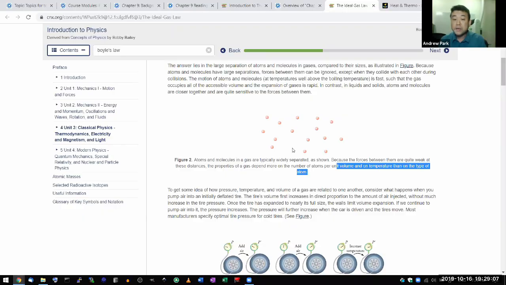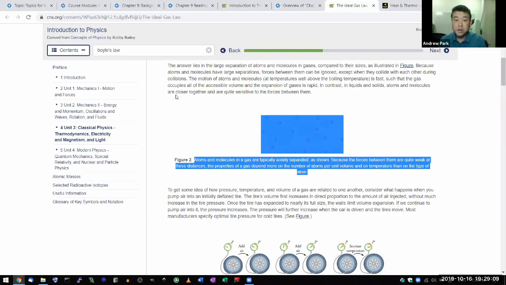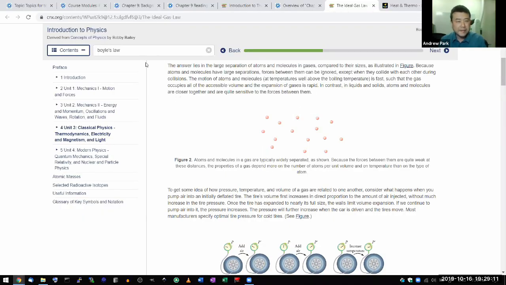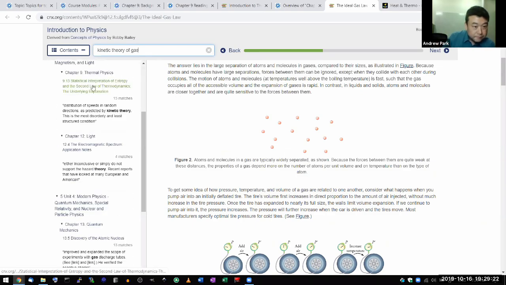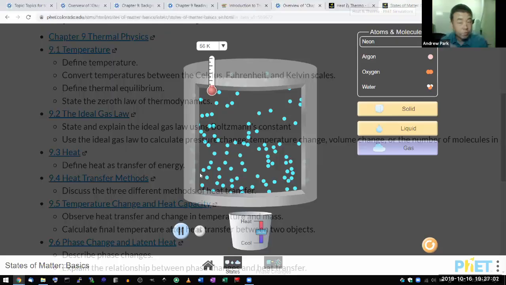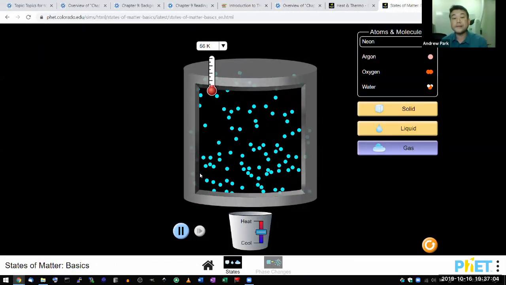is the microscopic treatment, or what we sometimes call the kinetic theory of gas. I don't know if I use that phrase in this textbook. It comes towards the end of the chapter, so you will get to that. I just want to use a simulation to show you how it relates to pressure.